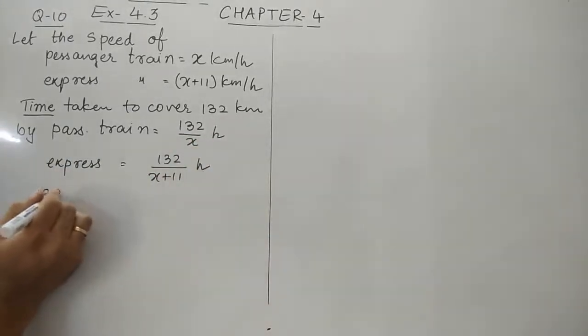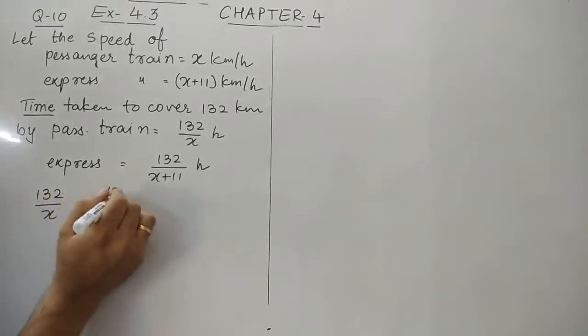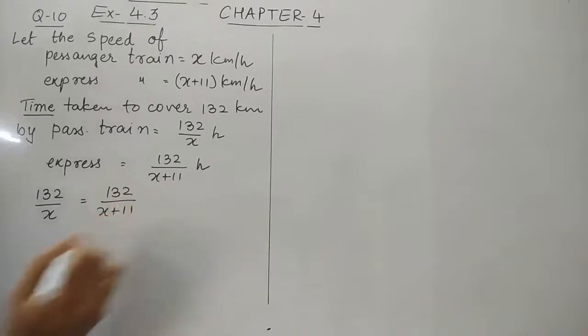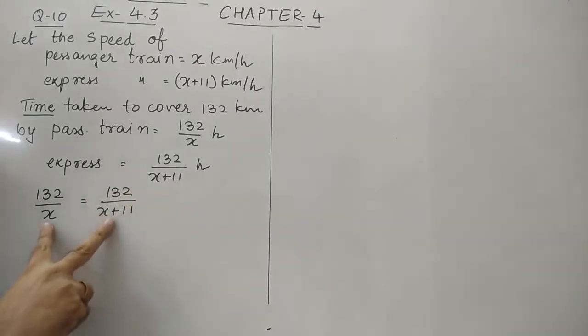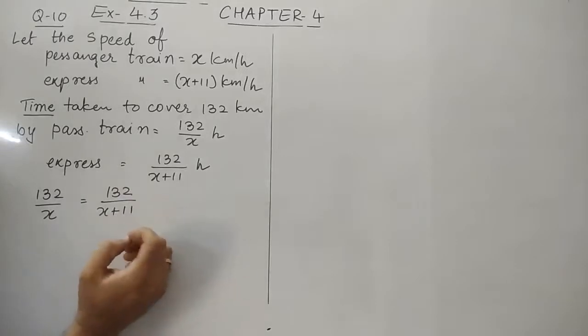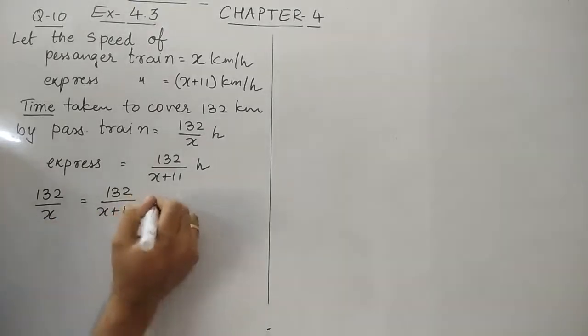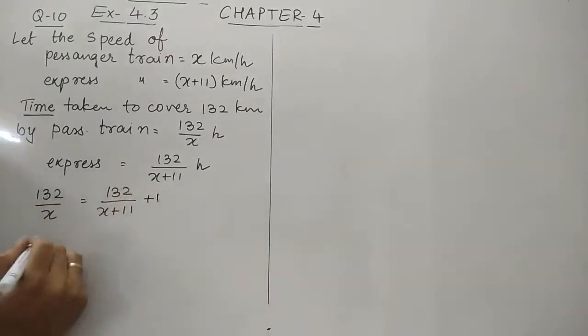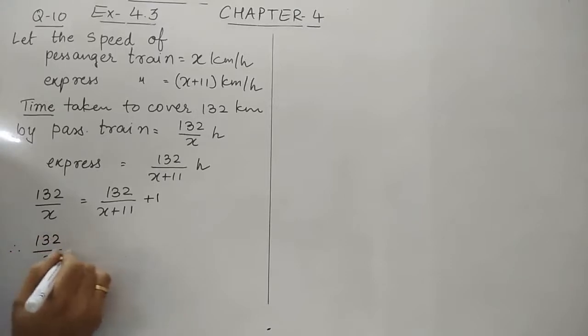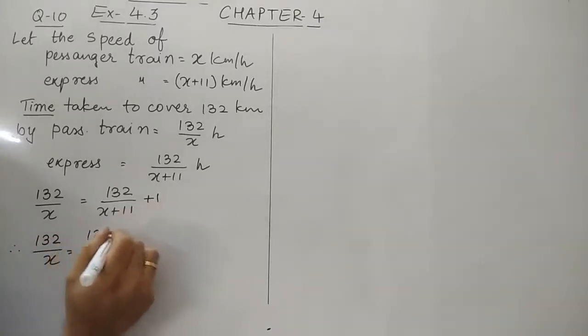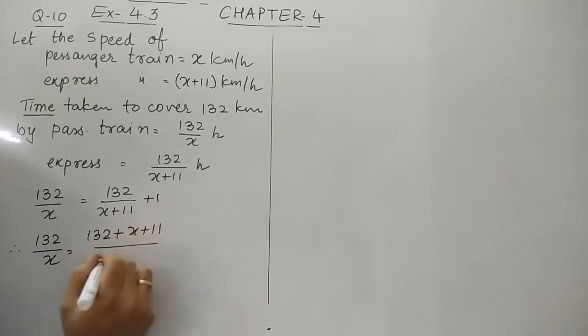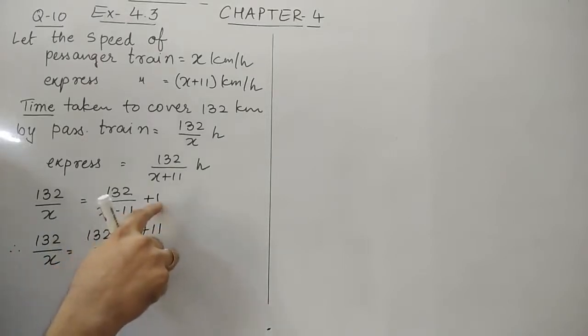So let us compare: 132 upon x is equal to 132 upon x plus 11. As we discussed earlier also, on the side where the denominator has a plus sign, we should add the difference of the time. Here it is written express train 1 hour less. Less or more, we are not bothered about it. What is the difference of time? 1. So that 1 should be added on this side because the denominator is plus here. So just simplify 132 upon x. We should simplify here first. 132 plus x plus 11 upon x plus 11. I have multiplied x plus 11 with 1.